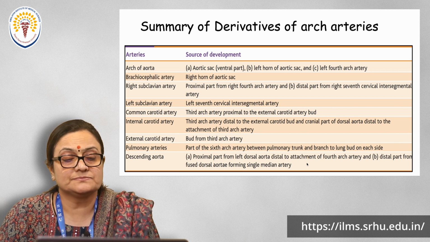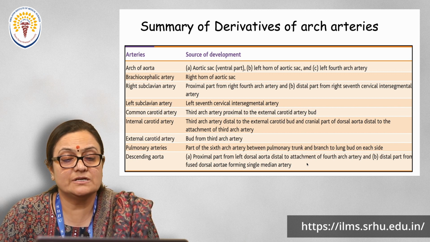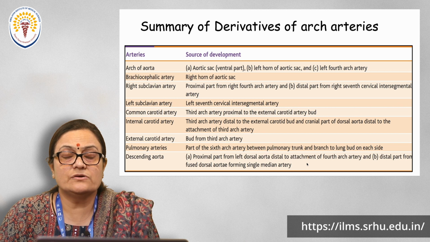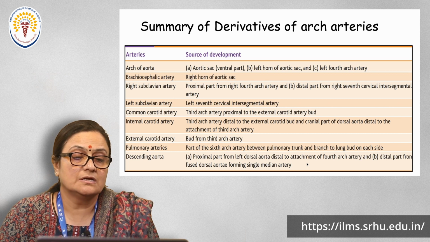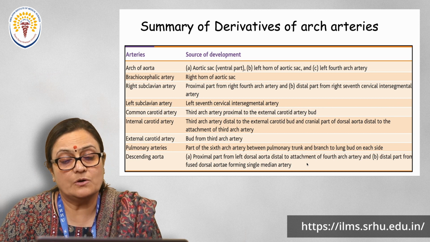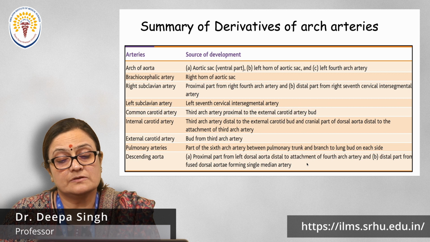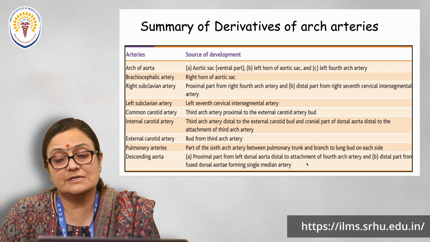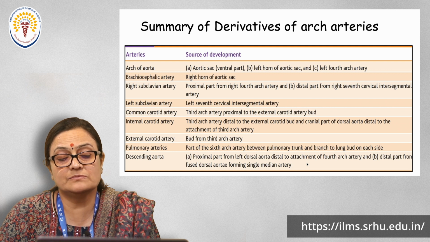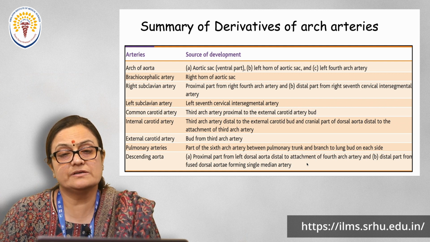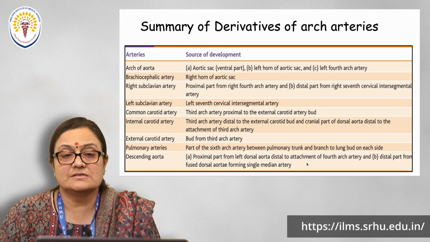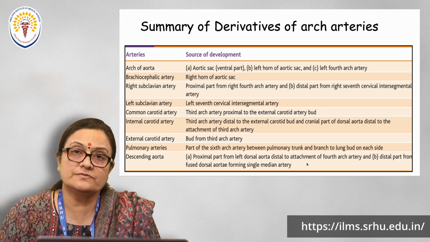Now descending aorta. We haven't focused on the descending aorta till now. So descending aorta will also have two parts. The initial part will be separate, but the distal part will be fused. So the proximal part will form from the left dorsal aorta, distal to the attachment of the fourth arch artery. The second contribution is the distal part, which is coming from the fused dorsal aorta. So this table is actually giving us an artery-wise summary of sources of development.